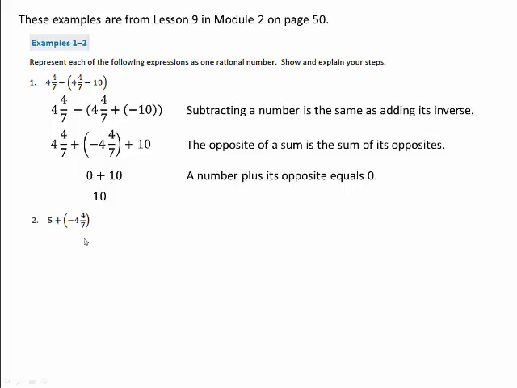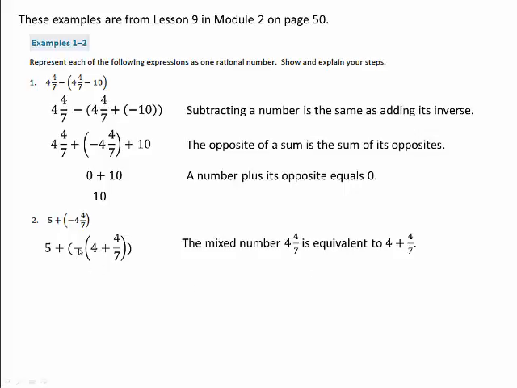Let's take a look at another example where we're using the second idea that we can break a mixed number into the sum of two rational numbers. In example 2, we have 5 plus negative 4 4/7. The first thing I'm going to do is rewrite 4 4/7 as a sum, 4 plus 4/7. So the mixed number 4 4/7 is equal to 4 plus 4/7.